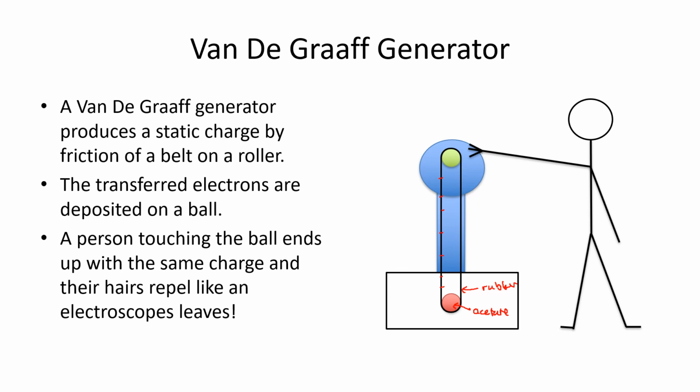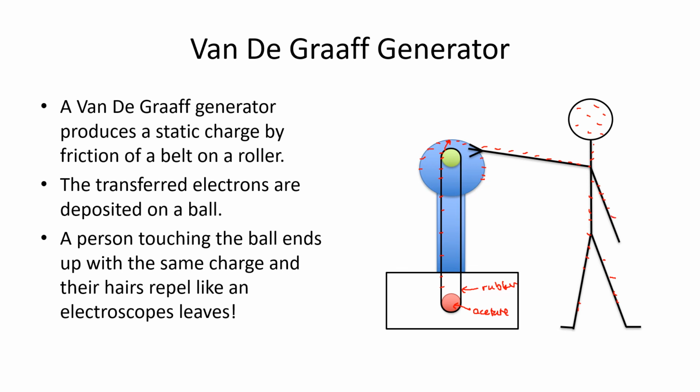It's going to carry it all the way up here, and then it'll get transferred to this ball on the outside, and the whole outside of the ball will end up being negative. And then if you are standing with your hand on that ball, well, those electrons can find their way into you and give your whole body a negative charge as well.